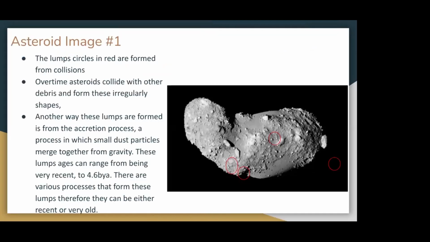So this is the first image for the asteroids, and the red circles are formed from collisions, and over time, asteroids collide with other debris and form these irregular shapes. Another way these lumps are formed is the accretion process, a process in which small dust particles merge together from gravity. These lumps can range from being very recent to 4.6 billion years ago. There are various processes that form these lumps, therefore they can be either recent or very old.